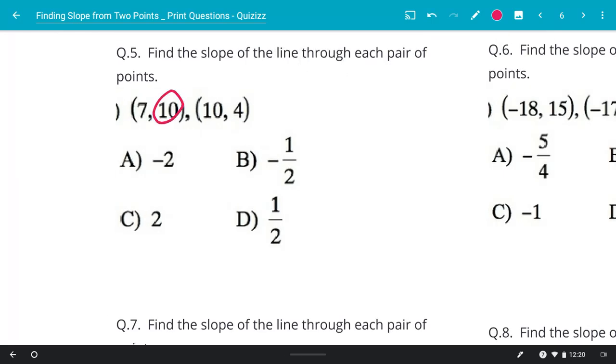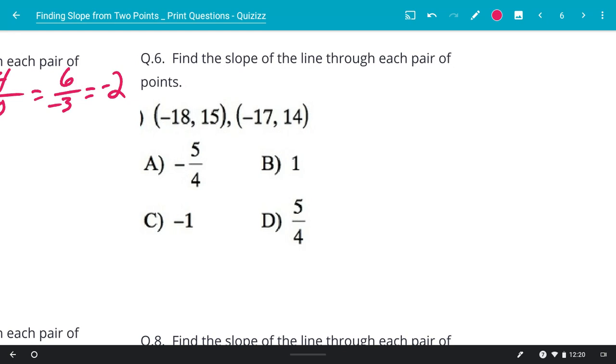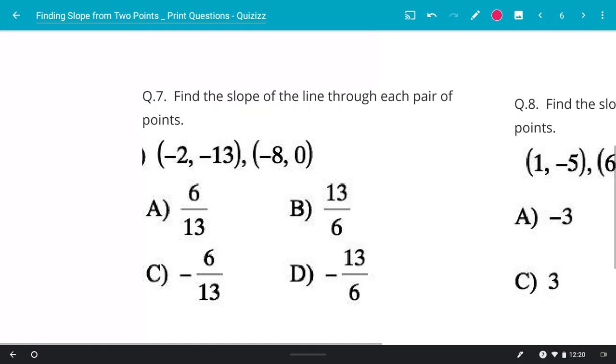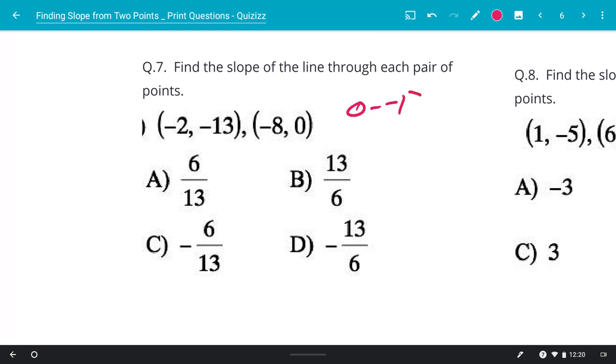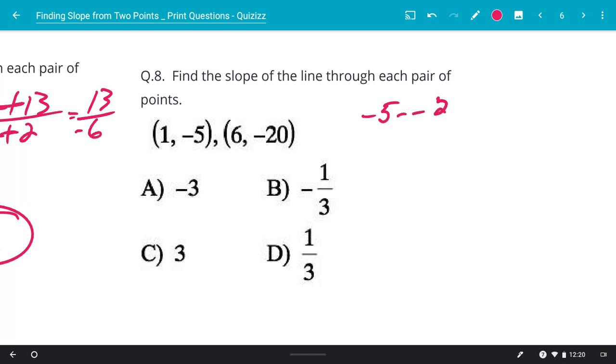Okay. Again, I start with my largest y, so 10 minus 4 and then 7 minus 10, which is 6 over a negative 3, which is negative 2. Number 6, getting faster. 15 minus 14 over negative 18 minus a negative 17, which is 1 over a negative 1 or negative 1. Number 7, 0 minus a negative 13 over negative 8 minus a negative 2, which is 13 over negative 6. Number 8, negative 5 minus a negative 20 over 1 minus 6, which is 15 over negative 5 or negative 3.